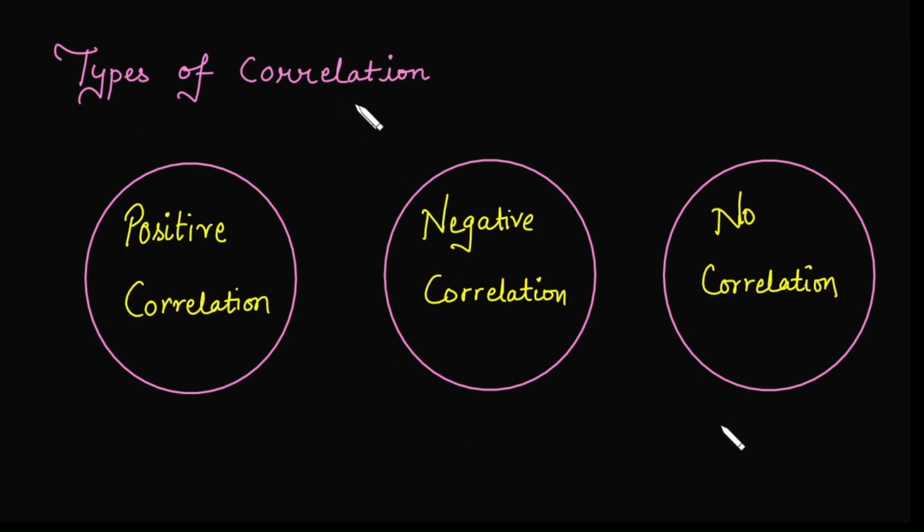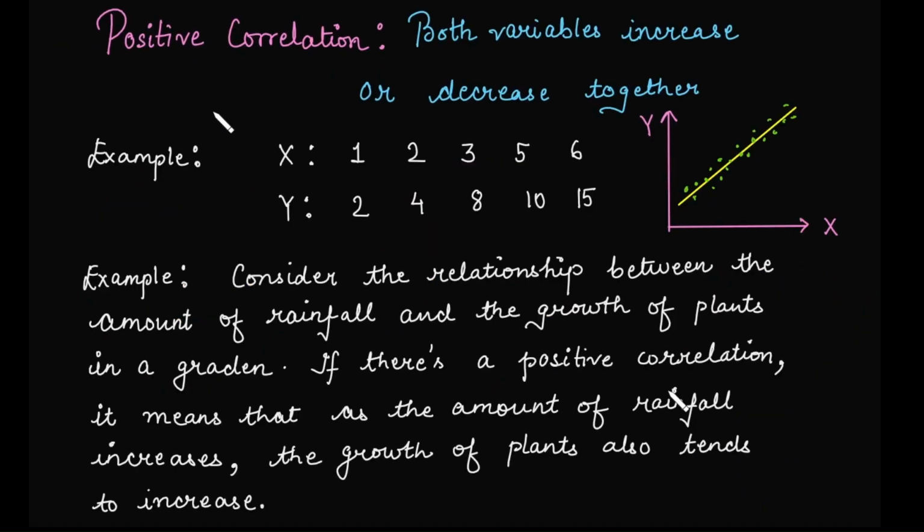So there are three types of correlation. One is a positive correlation, second is a negative correlation, and the third is no correlation. The first one is a positive correlation. It means both the variables are moving in the same direction. If one variable is increasing, the other is also increasing. For example, you can observe that the values of the x variable are increasing, and at the same time, the values of the y variable are also increasing. So this indicates a positive correlation between the variables.